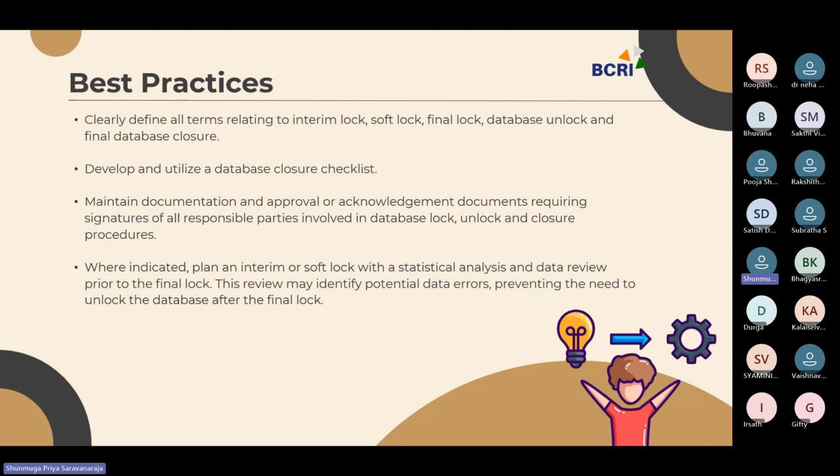So as a best practice, for the process to go in a much smoother way, I need to clearly define all the terms relating to my interim lock, which means I need to define each and every step that I should check before I proceed for the database closure. So develop and utilize a database closure checklist, and maintain documentation and approval or acknowledgement documents which require signatures of all responsible parties. And where indicated, there should be a plan for an interim or soft lock with a statistical analysis and a data review prior to the final lock. This review may identify potential data errors, preventing the need to unlock the database after the final lock.